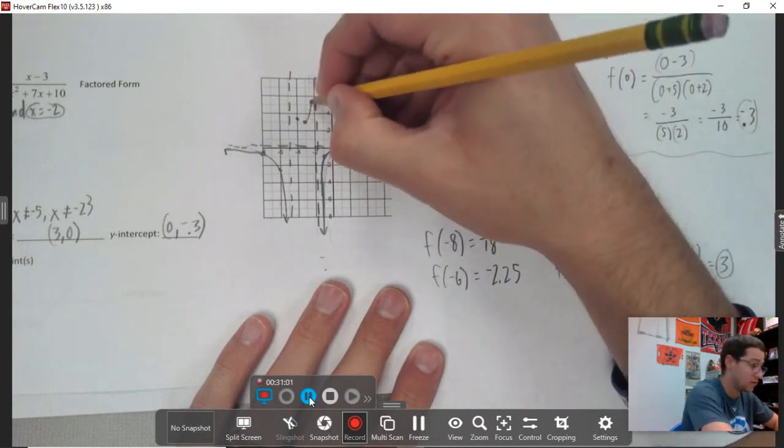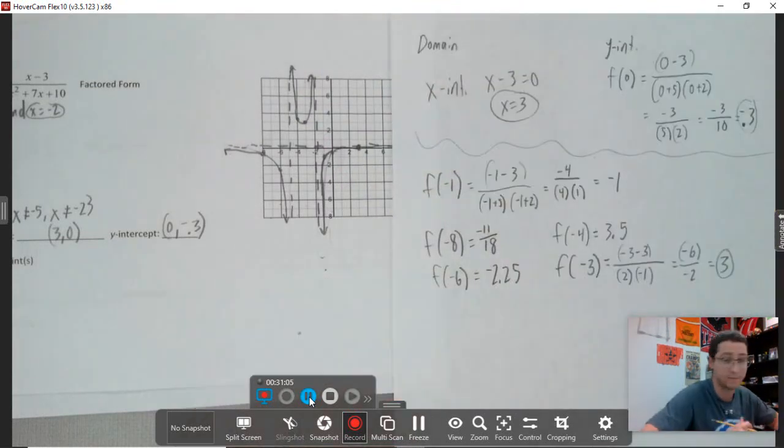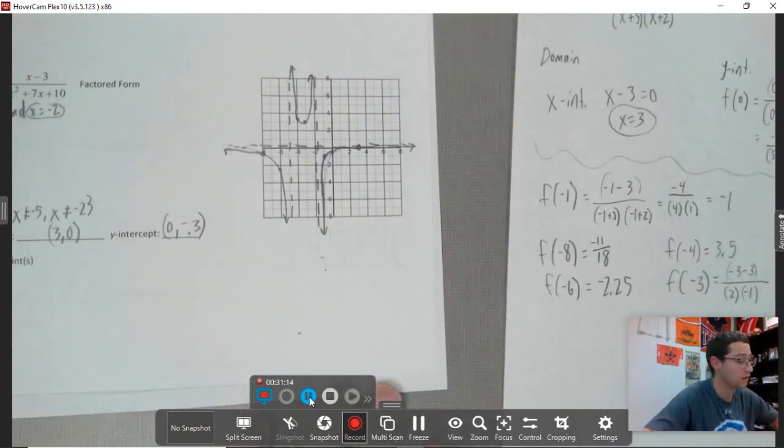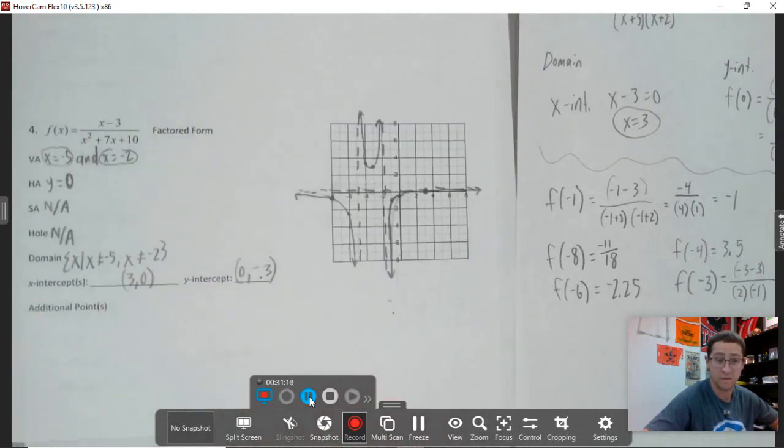What you're going to end up with is that with those vertical asymptotes, you got something that looks like that. And that is estimating graphing rational functions. Graphing rational functions. Boy, I let a lot of words slip today. Wasn't my best.